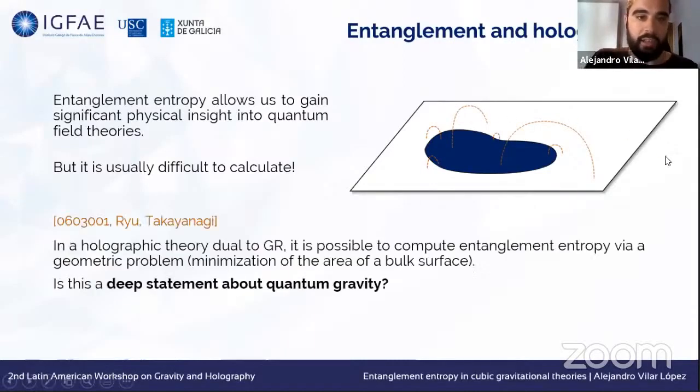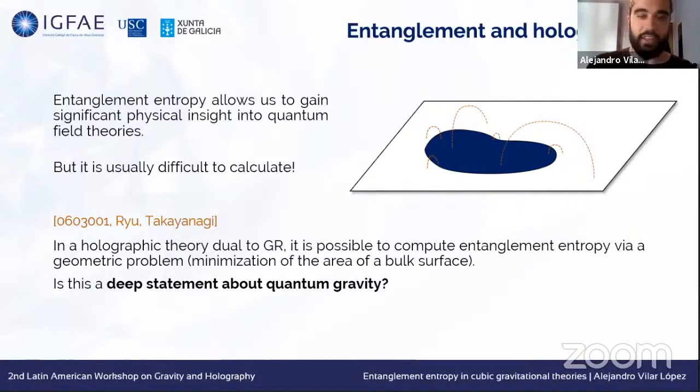And luckily, in 2006, Ryu and Takayanagi proposed a way to calculate entanglement entropy in a holographic theory dual to general relativity. In that case, it is possible to compute entanglement entropy as a geometric problem, basically finding the area of a minimal surface anchored to the boundary of the region we want to compute the entanglement entropy for.